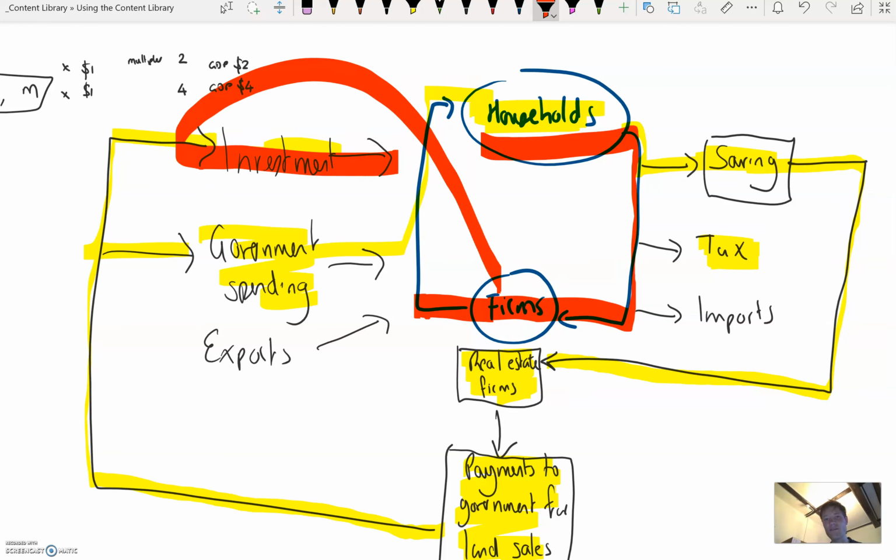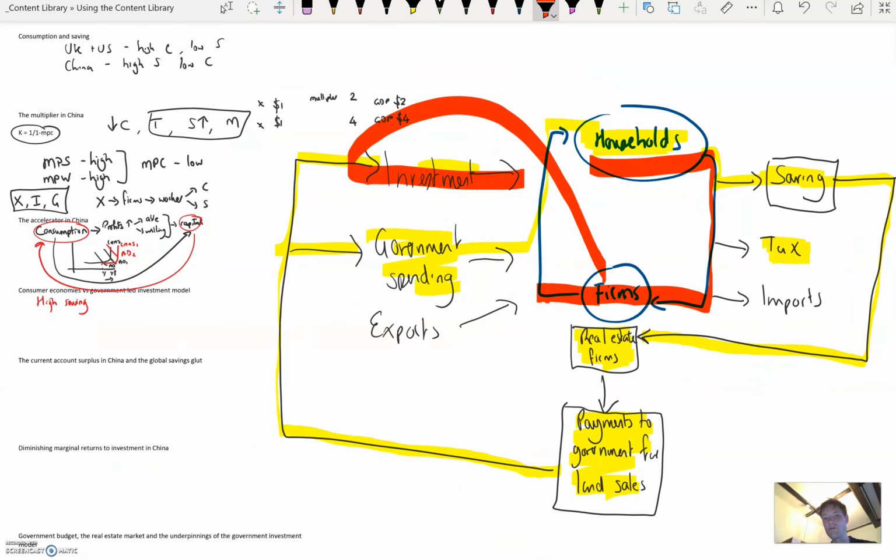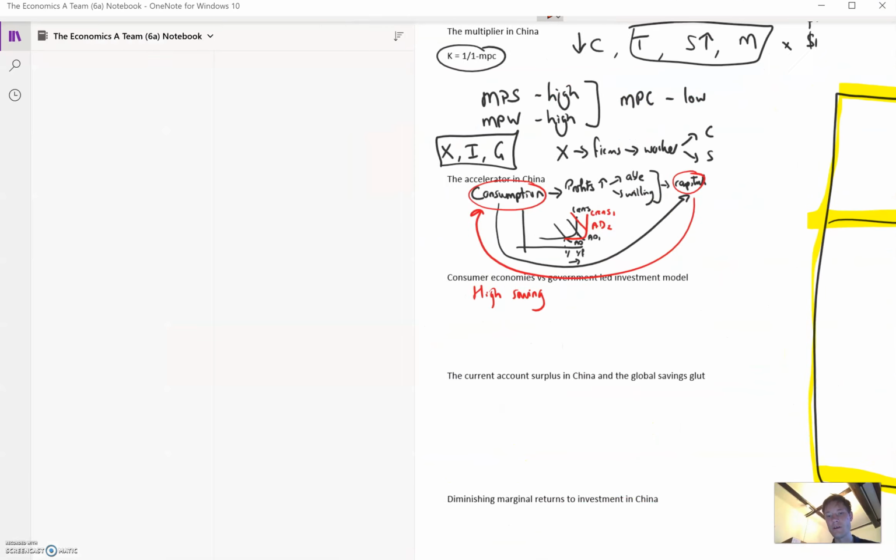That's the accelerator effect, driving it back into households again. And that's a really interesting thing. We're simply cycling profits or savings back into investment, but through a different vehicle, one being firms, the other being the governments.